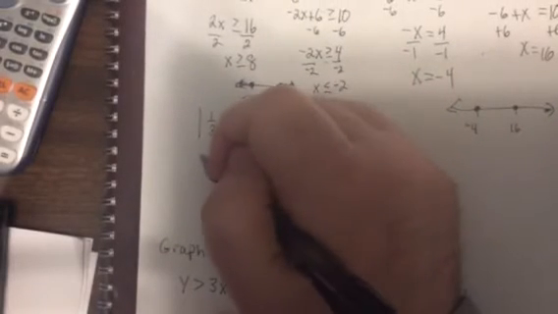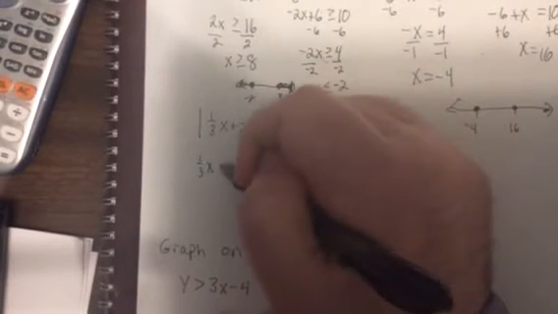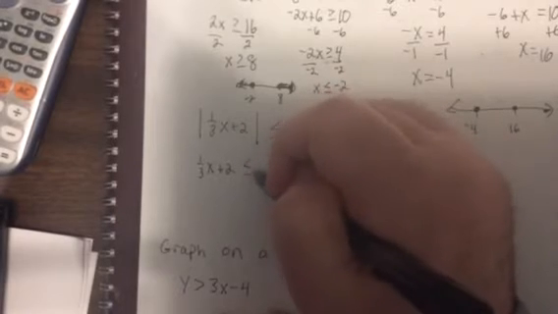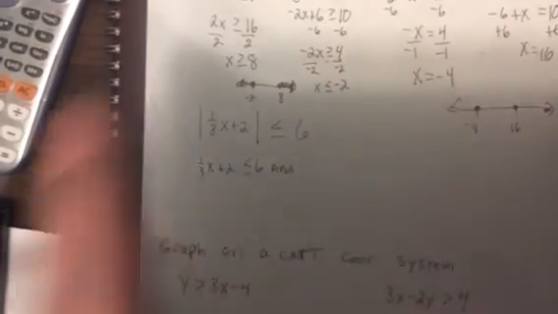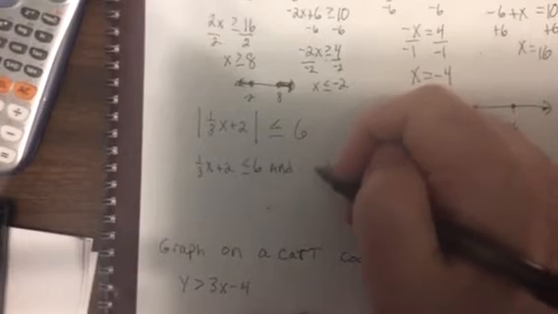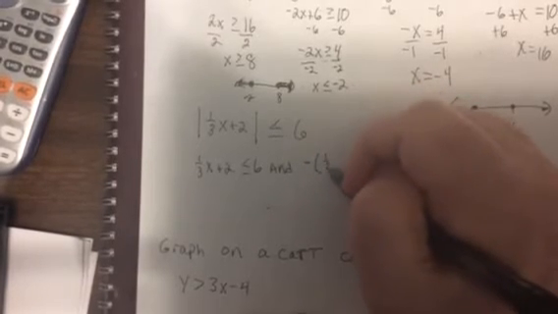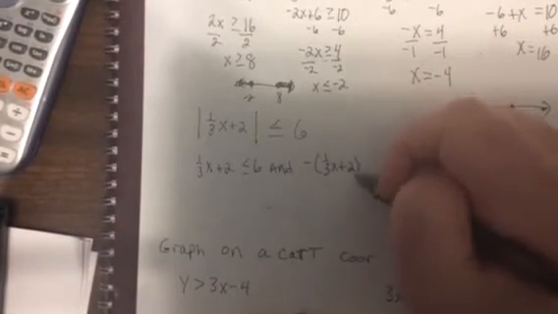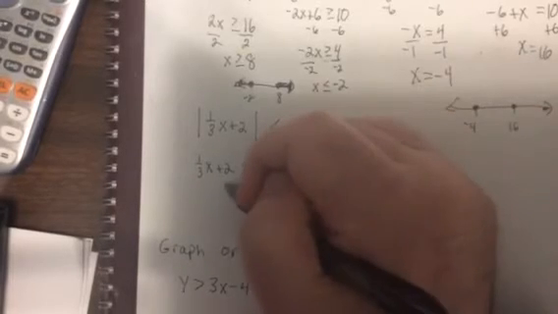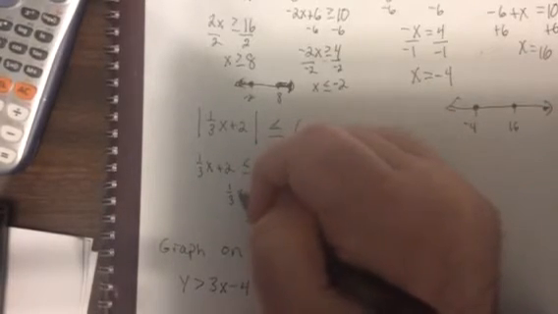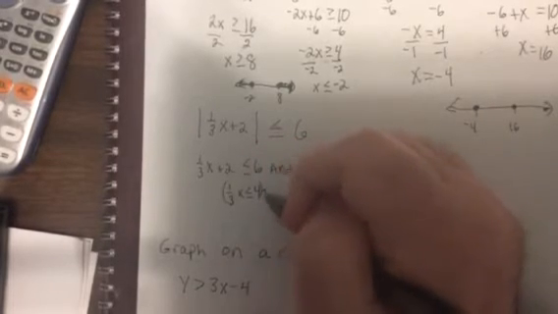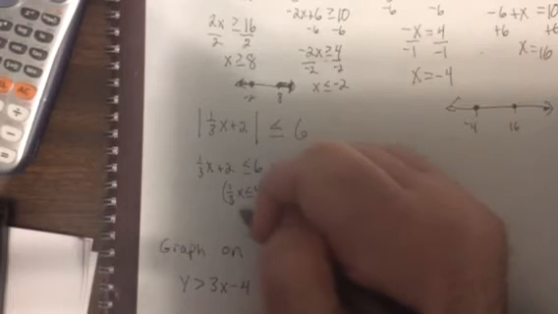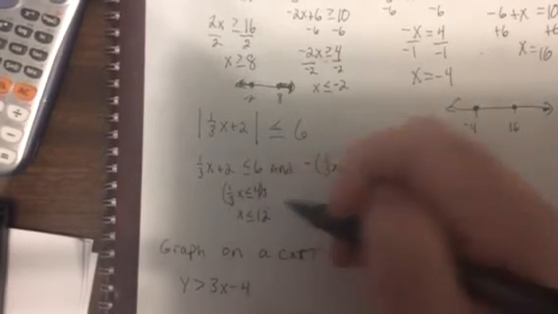Now this one: 1/3 x plus 2 is less than or equal to 6. And because it's less than, we're going towards the middle, and the opposite. So I'm going to subtract 2 and then multiply both sides by 3. You always take the reciprocal and multiply by that. So x is less than or equal to 12.